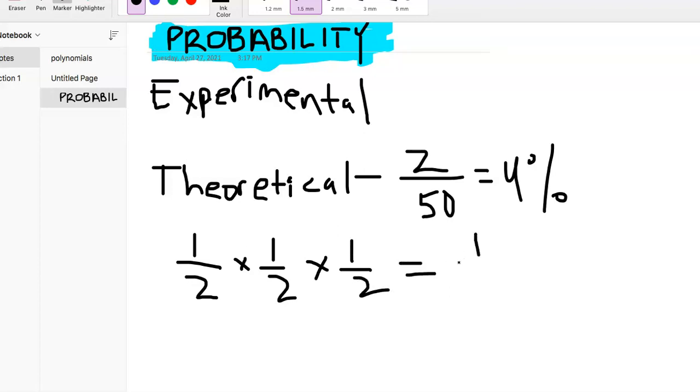And we got ones at the top. 2 times 2 is 4. 4 times 2 is 8. And a 1 in 8 chance of tossing a coin heads three straight times. And that's the kind of stuff you see in probability. Again, the experimental versus theoretical, that's the one we really want you to focus on and make sure you have that going into the test, and you'll be good to go on probability.